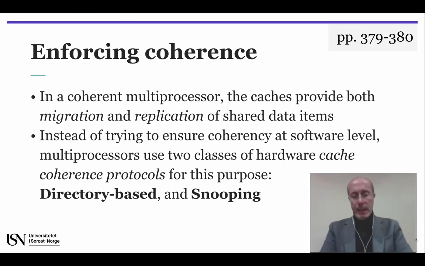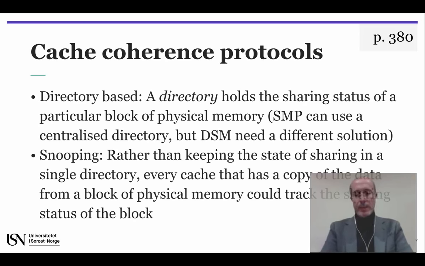Migration means that a data item can be moved to a local cache and used there in a transparent manner. Coherent caches also provide replication for shared data that are being read simultaneously. Instead of trying to solve the problem at software level, multiprocessors use a hardware protocol to ensure cache coherency. There are two classes of these so-called cache coherence protocols called directory-based and snooping.